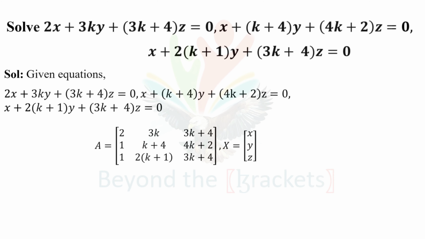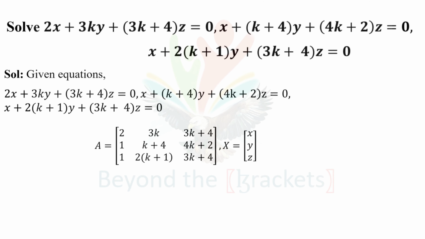We know that a homogeneous system has non-zero solutions if the rank of A is less than the number of unknowns. That means rank of A should be less than 3. Now the rank of A will be less than 3 if A is a singular matrix. So the coefficient matrix must be singular for the system to have non-zero solutions.